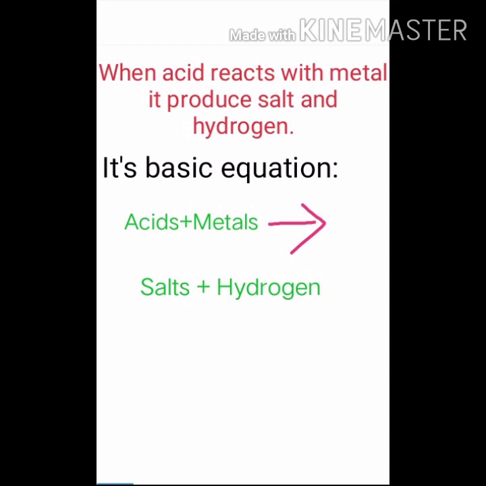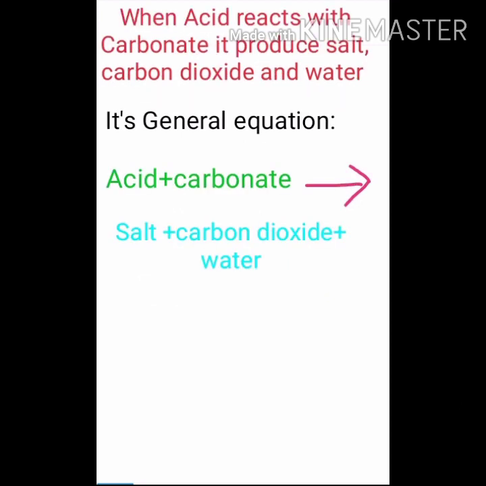What happens when acids react with metal? It produces salt and hydrogen. Its basic equation is acid plus metal gives salt plus hydrogen. Now let us see what happens when acids react with carbonate. When acids react with carbonate, it produces salt, carbon dioxide, and water. Its basic equation is acid plus carbonate gives salt plus carbon dioxide plus water.